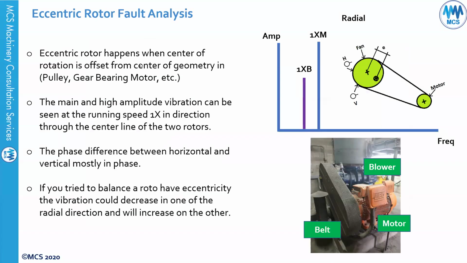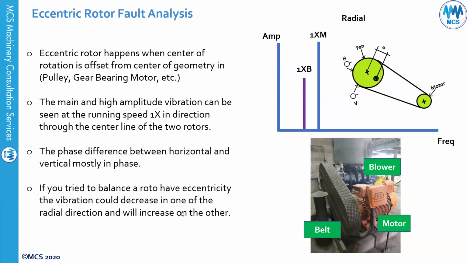The eccentric rotor fault analysis. An eccentric rotor happens when the center of rotation is offset from the center of geometry. This can happen in a pulley, gear, bearing, motor, etc. The main high-amplitude vibration can be seen at the running speed, 1x vibration, so it's similar to imbalance. And the phase difference between horizontal and vertical will be mostly in phase.